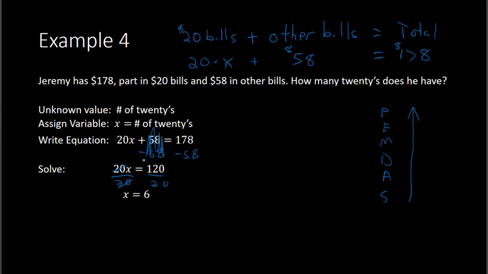And now let's put this back into context. What did we just find? Well, what we found was the number of 20s, because x was the number of 20s. So my answer is that Jeremy would have 6 $20 bills.